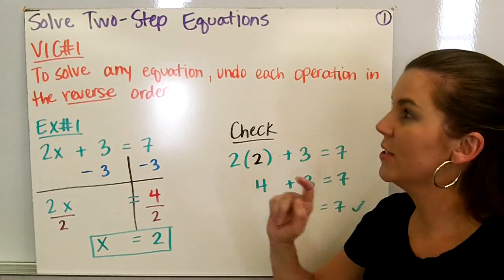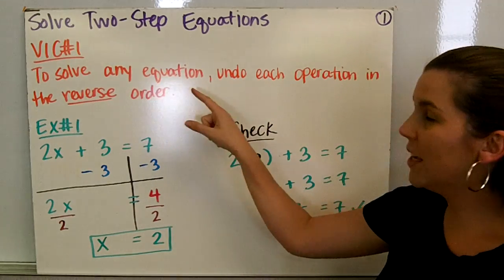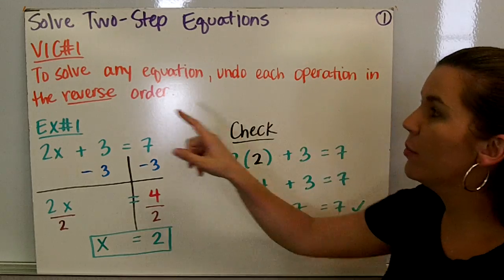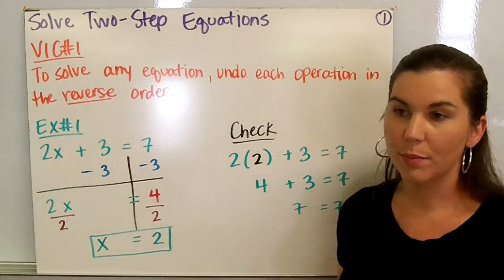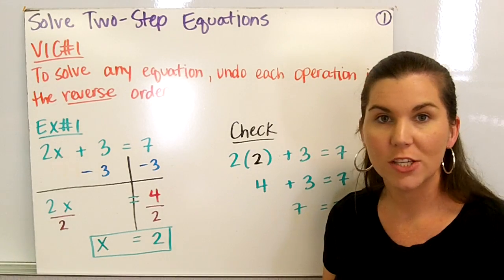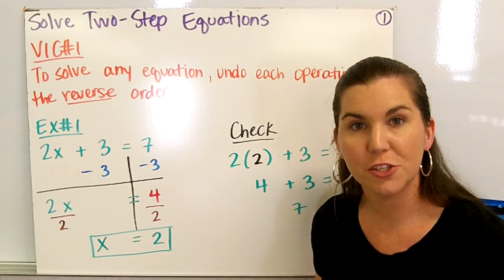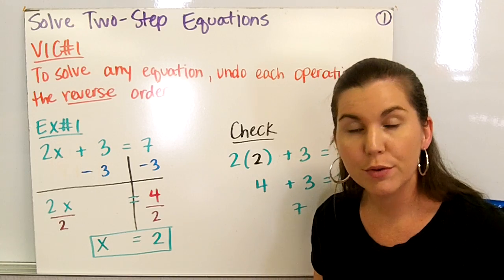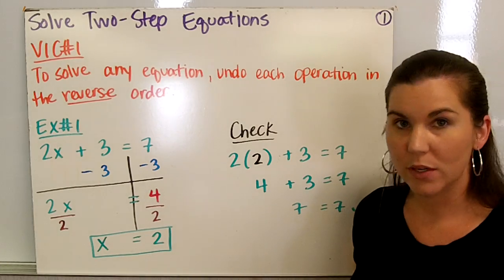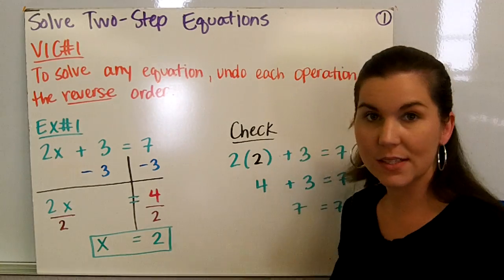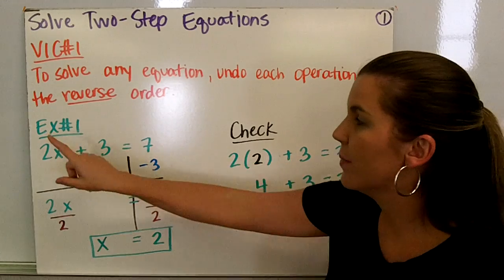Solving two-step equations. Fix number 1: to solve any equation, undo each operation in the reverse order. So you need to know the inverse operations. Addition is the opposite of subtraction, multiplication is the opposite of division, square and square root, cube and cube root, and we're going to go backwards when we solve these. So again, it's the order of operations in the reverse order.